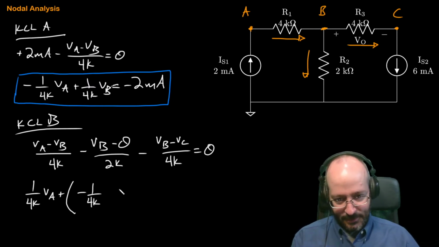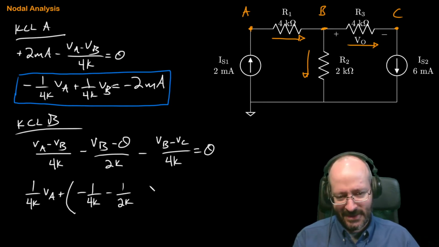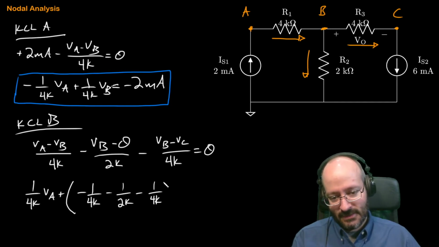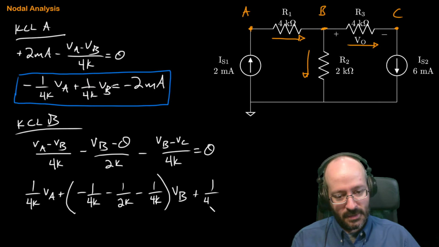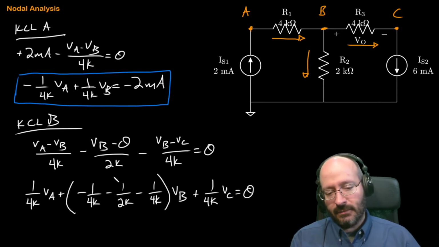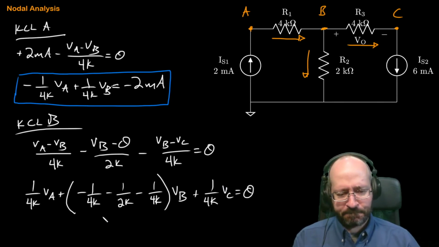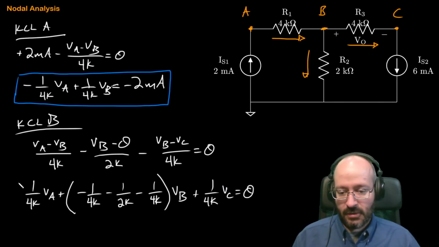Simplifying this gets a little sloppier, and most times I'm going to let the calculator chew on it. Anytime I can have the calculator do arithmetic for me, that's my preference. If you're in class and you have to watch me do arithmetic in front of you, it's a sight to see, let me tell you. Okay, so then let's find the VC term, and we get plus 1 over 4K in front of VC, and that's equal to 0. Okay, like I said, I'm going to let the calculator chew on that. Other than that, I would say that's good to go.